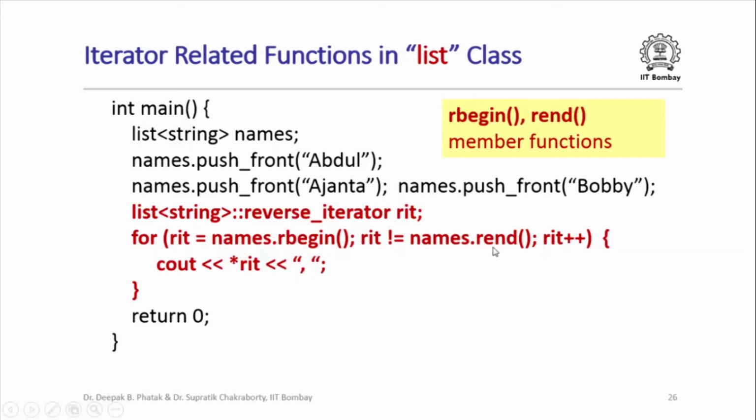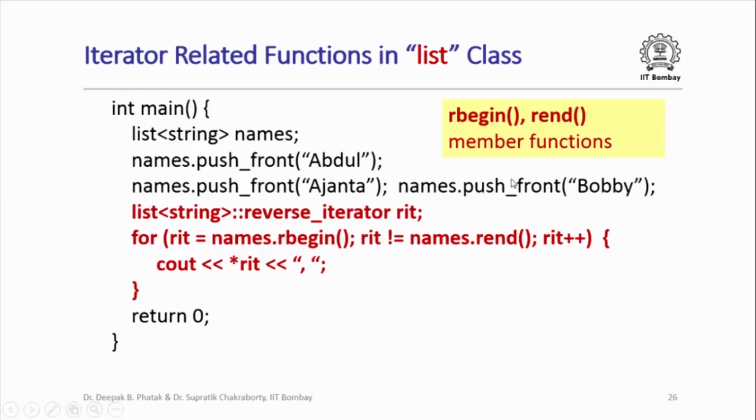And how long am I doing that? Until RIT becomes names.rend. So names.rend is an abstract pointer that points to something before the front of the list. So basically, I will continue iterating in this loop until I have traversed all the elements from the back of the list to the front of the list. And RIT being an abstract pointer, I could use *RIT to print out the elements in the list as I'm traversing it in the reverse order.